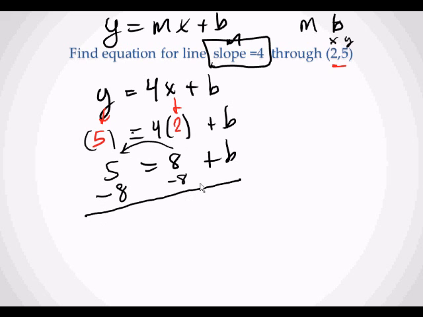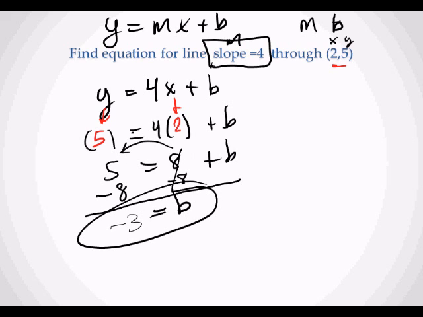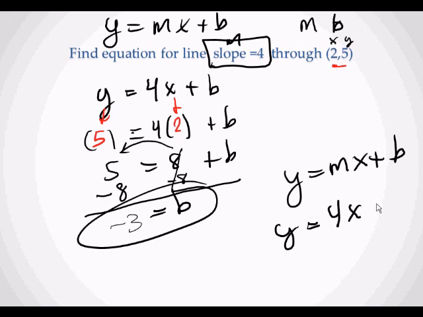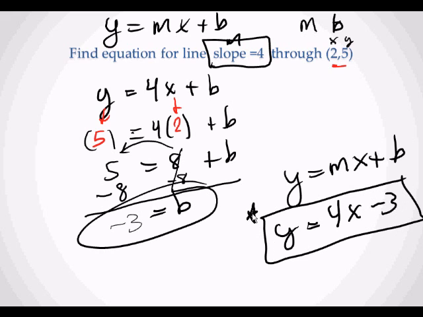So I have 5 equals 4 times 2, which is 8. I take the 8 to the other side, minus 8, minus 8, and I get negative 3 equals b. So I have my m and I have my b. I plug them into y equals mx plus b. I plug in my m as 4 and my b as negative 3, and this is my equation.